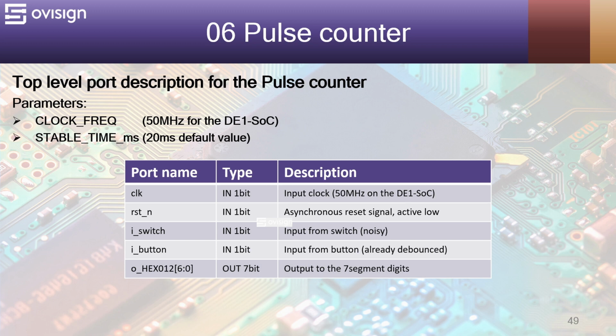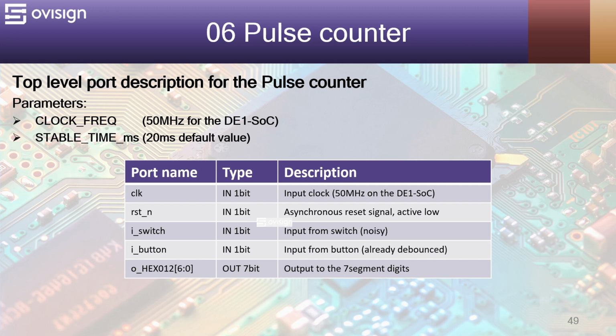Let's analyze the top level port description for the pulse counter. The module has 2 parameters. The clock freq, which has a value of 50 MHz for the DE1 SoC, and the stable time milliseconds that shows how many milliseconds the value of the push button should be stable.